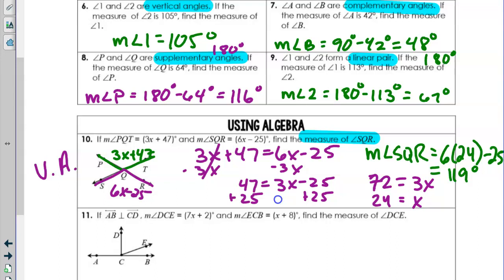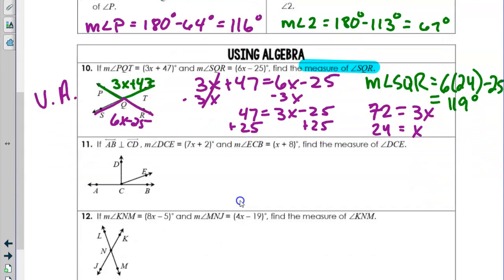Everybody good with that one? All right. Go on to number 11. Saying that if line AB is perpendicular to line CD, so let's stop right there. What is that telling me in the figure?